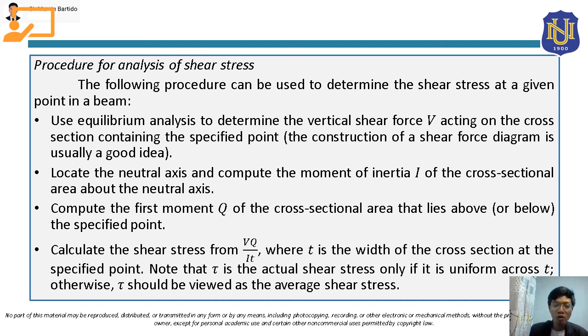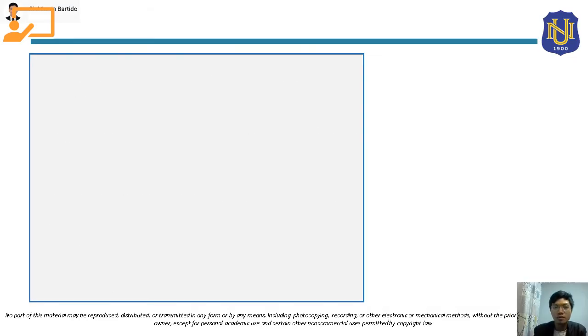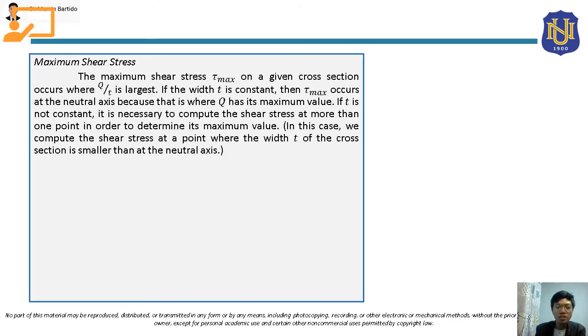But anyway, yung fourth step natin, class, calculate the shear stress from the formula VQ over IT, where T is the width of the cross-section at the specified point. Note that tau is the actual shear stress only if it is uniform across T. Otherwise, tau should be viewed as the average shear stress. Okay, now for maximum shear stress, the maximum shear stress, tau sub max on a given cross-section occurs where Q over T is larger.